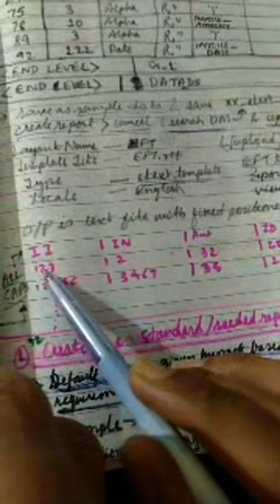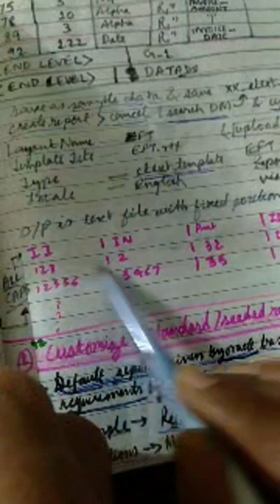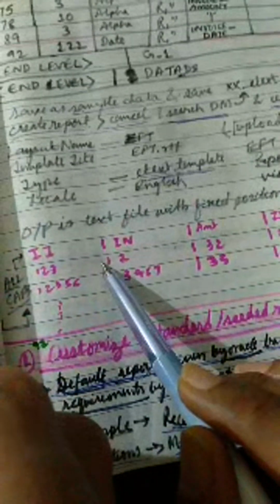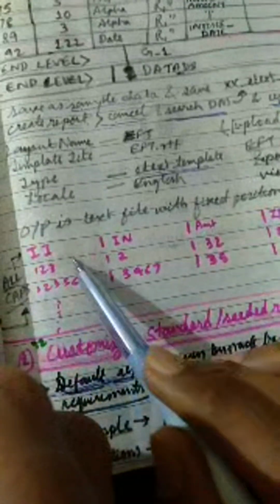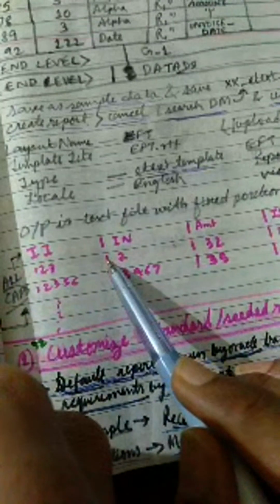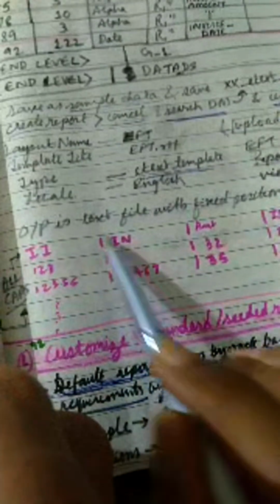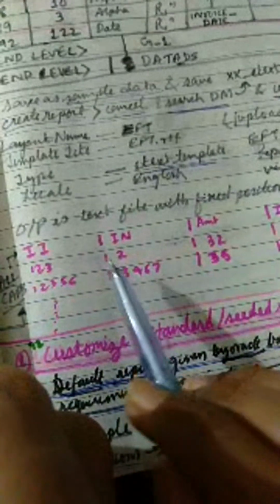But each field is starting, like it's starting from 1. The next will have a fixed position, like maybe 10 characters will be placed for this ID. Then from the 11th one, you'll have a delimiter here. This is not compulsory to have a delimiter, I have just taken it as an example here.